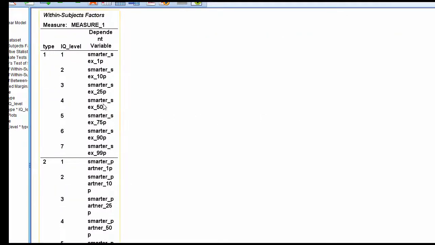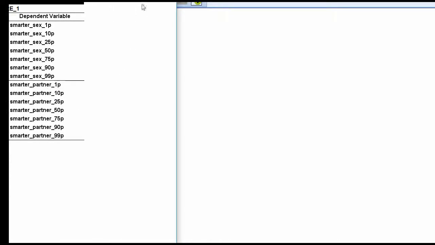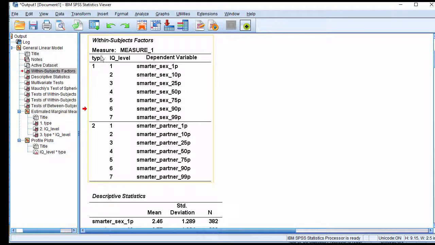So here's the design of the study reported in the first table. I'm just going to stretch this out a bit to make it viewable. So we have Measure 1, Type 1, which is a sexual relationship, and Type 2 is more of a partnership. Those are the 2 levels associated with the relationship type independent variable, and then we've got IQ level 1 through 7, which corresponds to percentile IQ level 1, 10, 25, 50, 75, 90, 99.